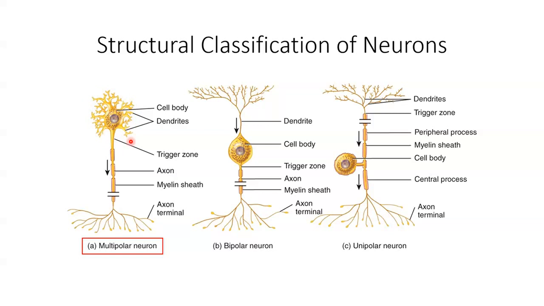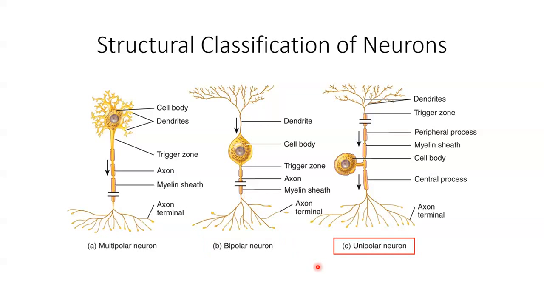Most neurons in the brain and the spinal cord are multipolar neurons, as are all of our motor neurons. Bipolar neurons have one dendrite and one axon emerging from that cell body. Bi means two, so one dendrite and one axon. They are found in the retina of the eye, the inner ear, and the olfactory or the smell area of the brain.